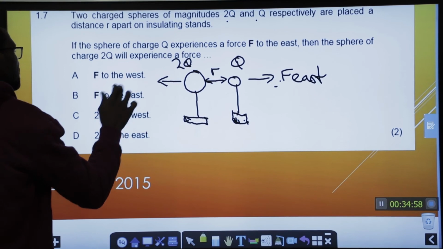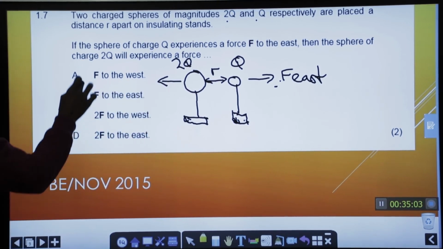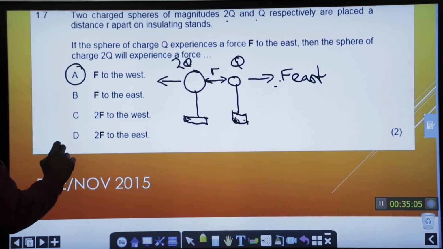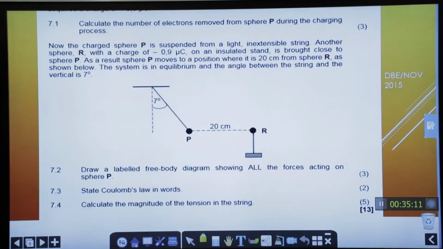What do you think q or 2q would experience? It would experience F also, but to the west. All right, that's in the opposite direction. Good. All right, let's move on to another one.